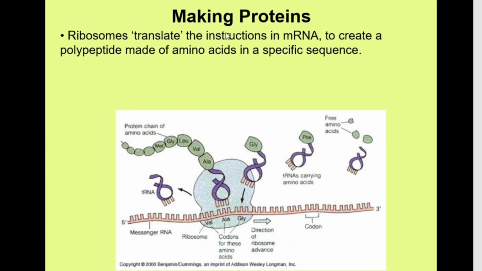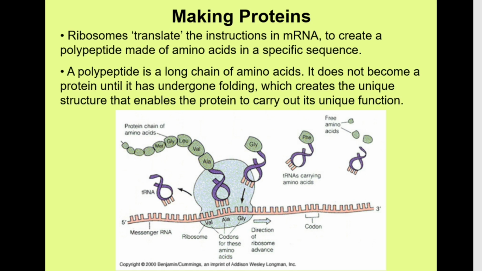So ribosomes translate the instructions in messenger RNA to create a polypeptide, so a long chain of amino acids, and it's made of these amino acids in a specific sequence. That bit is incredibly important. So these amino acids are not put together in any old order. It is very specific based on the instructions that are written in the order of the codons within our messenger RNA. So what we ultimately end up with at the end of this is a polypeptide. So that's a long chain of amino acids.